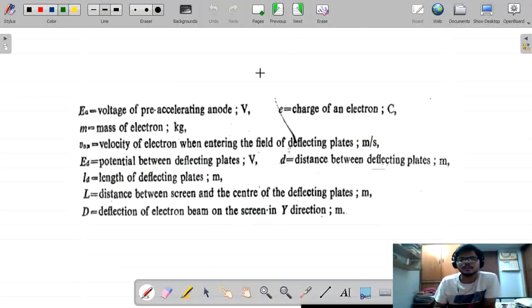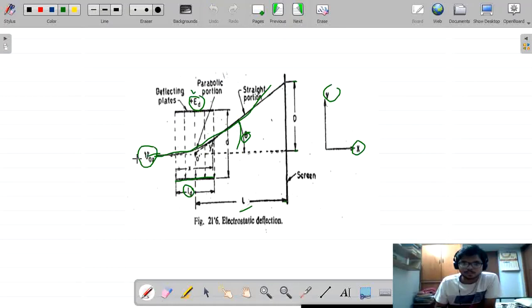Okay, now we will see some notations. EA indicates the voltage of the pre-accelerating anode, its unit is volts. E, or we can represent it by Q, is the charge of the electron, in coulombs. M is the mass of the electron in kg, which is 9.1 into 10 power minus 31 kg. Vox indicates the velocity of the electron when entering the field of the deflection plate. At this point the velocity is given by Vox.